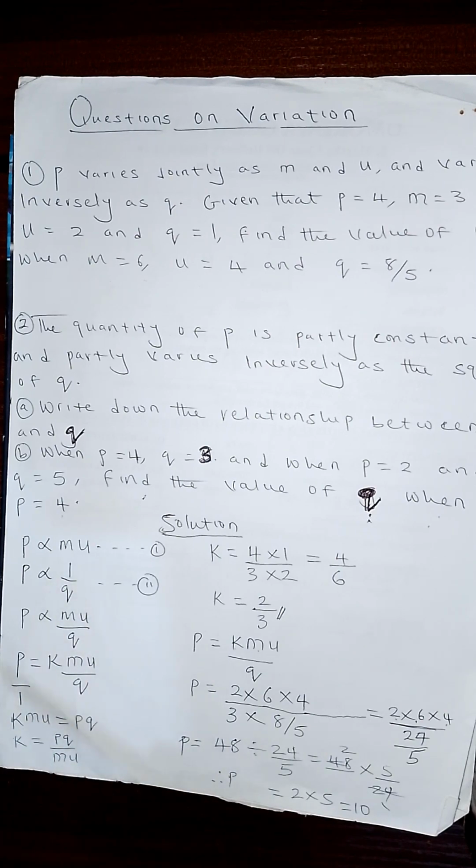Question one says P varies jointly as M and U and varies inversely as Q, given that P equals 4, M equals 3, U equals 2, and Q equals 1. Find the value of P when M is 6 and U is 4 when Q is 8 over 5. That's the question we are given.